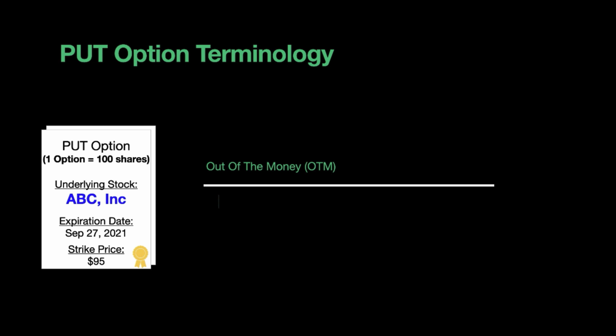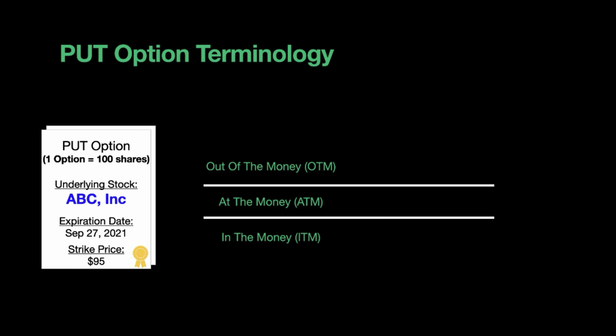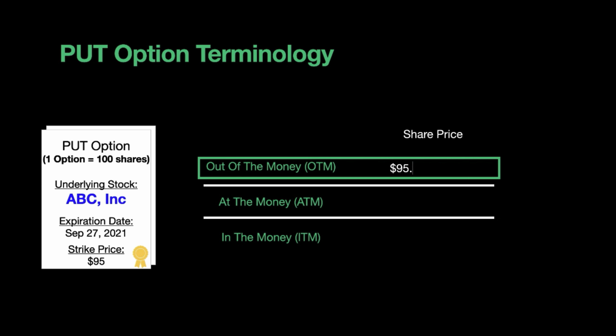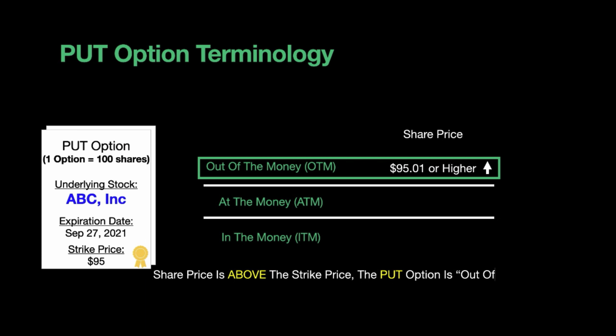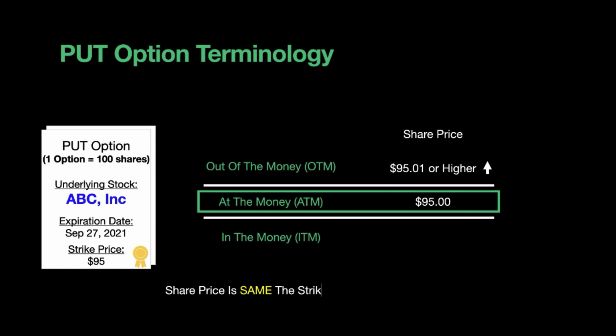Next, let's take a look at some of the put option terminology. In particular, we're going to look at out of the money, at the money, and in the money. So if a share price is $95.01 or higher, in other words, it's above the strike price, the put option is considered out of the money. Next, if the share price is exactly the same as the strike price, in this case $95 for the share price and $95 for the strike price, this put option is considered at the money.